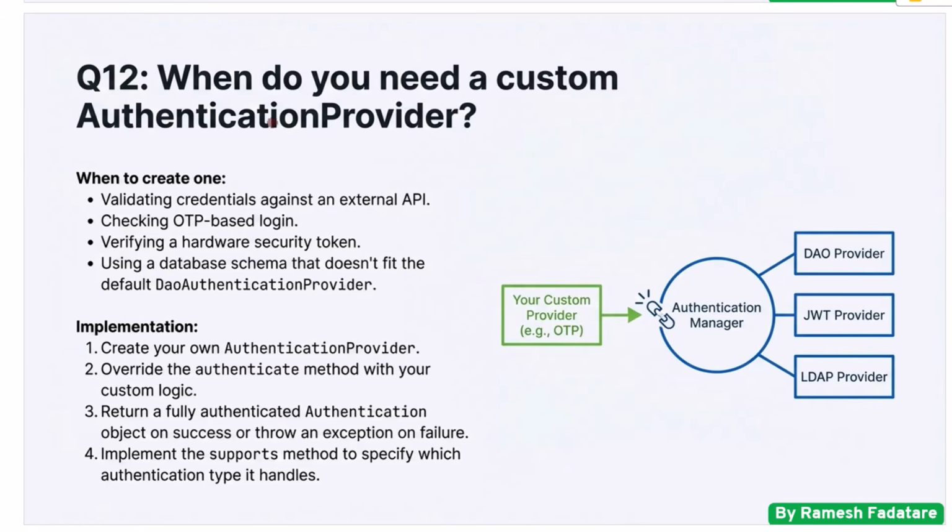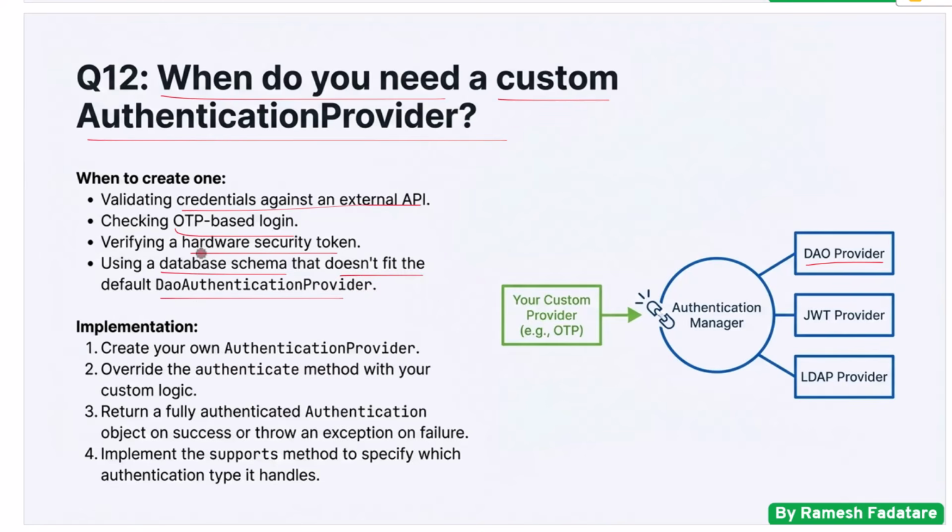The 12th question is, what is a custom authentication provider and when should you create one? Spring Security includes default providers like DAO Authentication Provider for username and password. But sometimes your application requires custom authentication logic. For example, validating credentials against an external API, checking OTP-based login, verifying a hardware security token, or performing database lookups that do not follow the default schema.